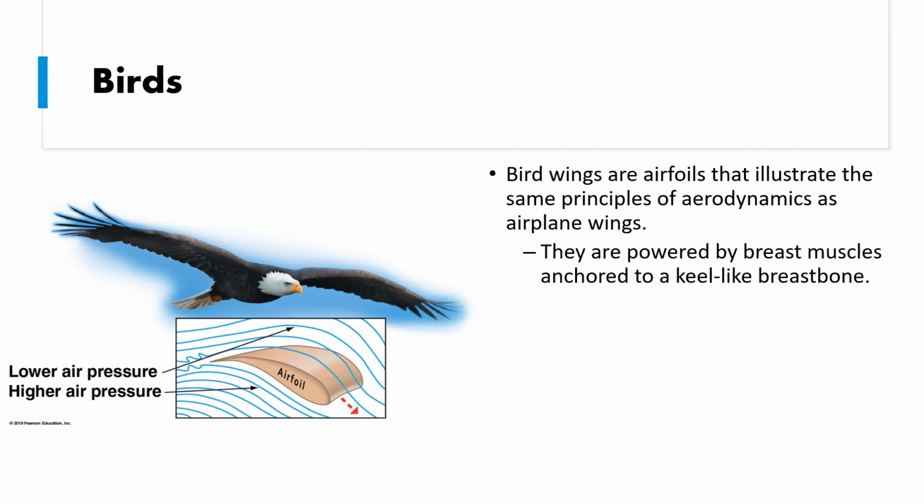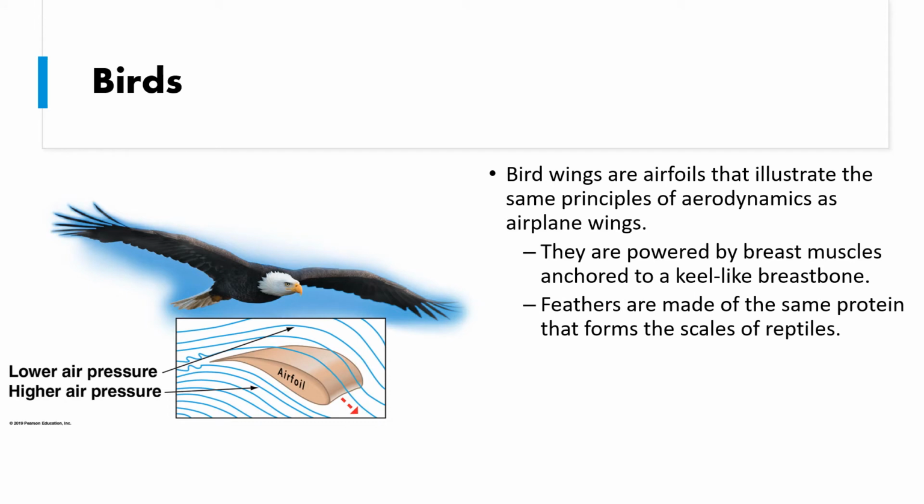They are going to have very large breast muscles that are anchored to a keel bone that allows them to have this powered flight. They have feathers that are made from the same proteins that scales of reptiles are made out of. They've just been modified for flight in this way.